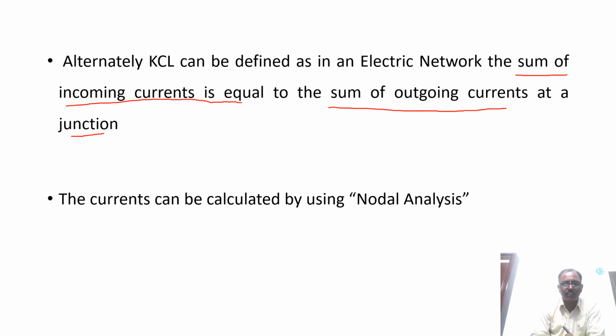So in our previous example, I1 and I3 are the incoming currents, I2 is the leaving current. Therefore, I1 plus I3 equals I2, and the currents that flow through each resistance can be calculated by using nodal analysis. So in that electrical network, if you want to find the current that flows through each branch, that can be calculated using nodal analysis. Let's see how to find the currents. Let's take a simple example.